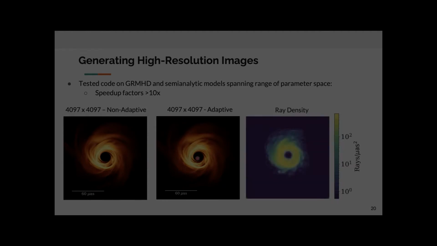And again, that's possible because in the latter image, in the adaptively ray traced image, the ray density is concentrated in the portions of the image that we care about most, namely at the center towards the accretion flow and photon ring, where we're tracing hundreds of rays per microarc second squared. And in the outskirts, where it's dark and we don't care as much, we're ray tracing maybe 1 ray per microarc second squared.